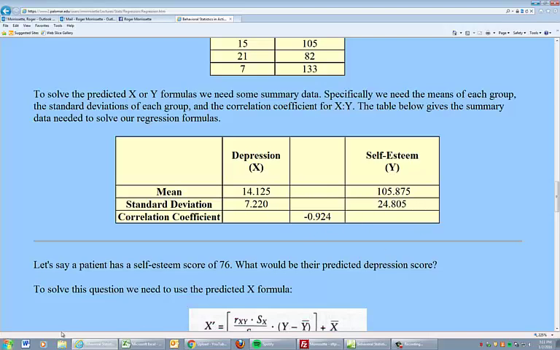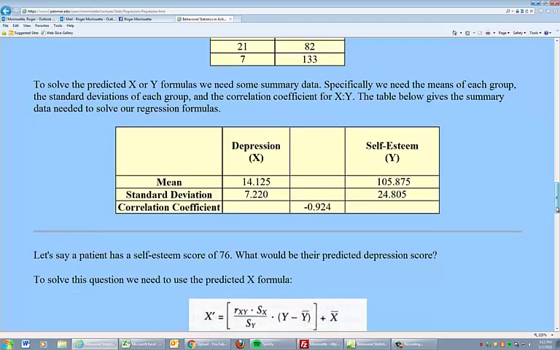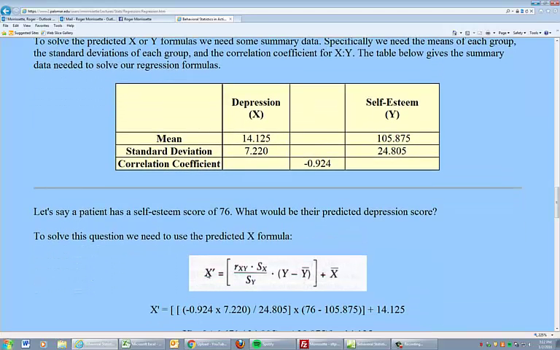So if I ask you a question, let's say a patient has a self-esteem score of 76, what would their predicted depression score be? Their predicted depression score. So we have Y, we're looking for X. So we're going to use the X prime formula. There it is, predicted X. Now this is really quite simple from here on out.